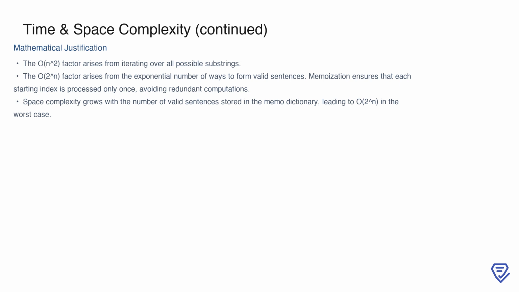However, the space complexity grows with the number of valid sentences stored in the memo dictionary, which can be as high as O(2^n) in the worst case. These factors combined explain the overall time and space complexity of the solution.